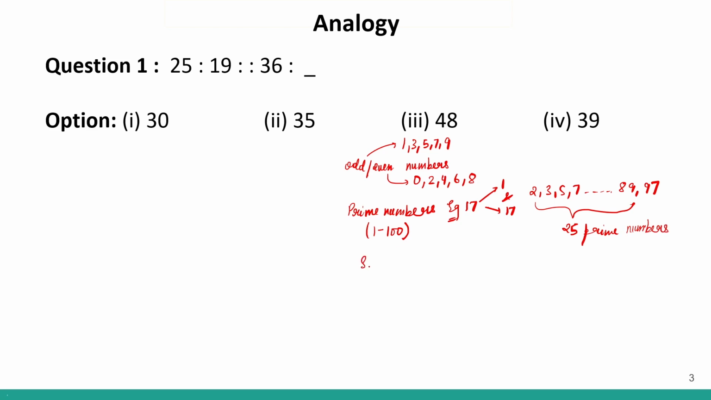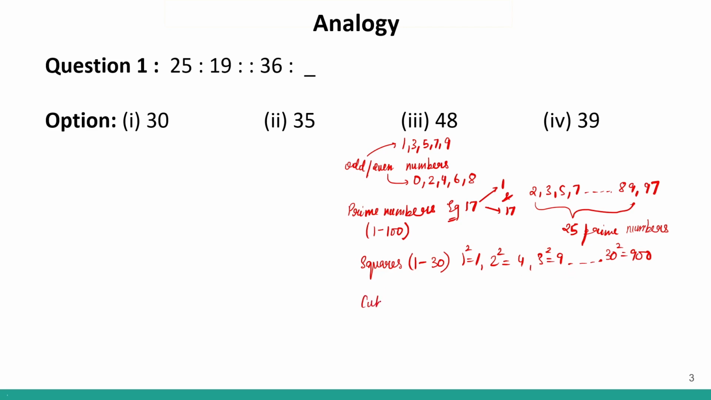Then we should know the squares of at least 1 to 30. So 1 square is 1, 2 square is 4, 3 square is 9, and so on up till 30 square, which is 900. Okay? This much information we should know.